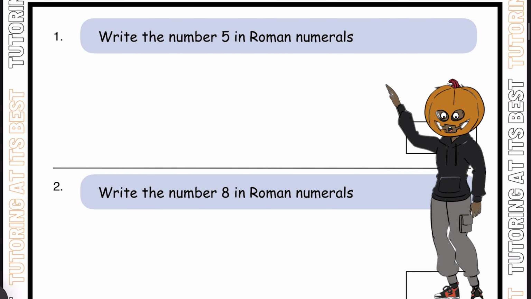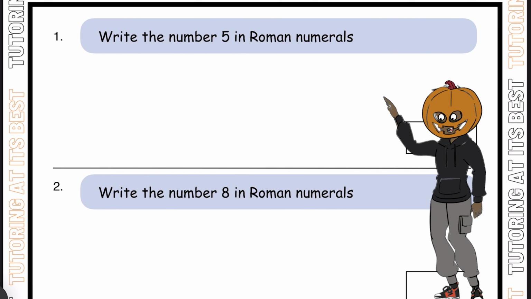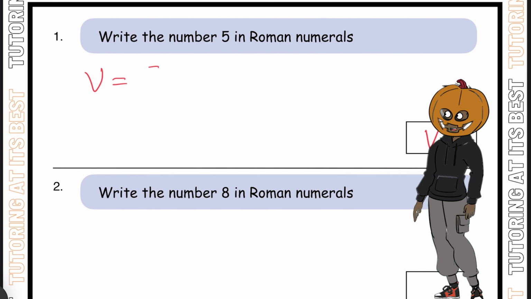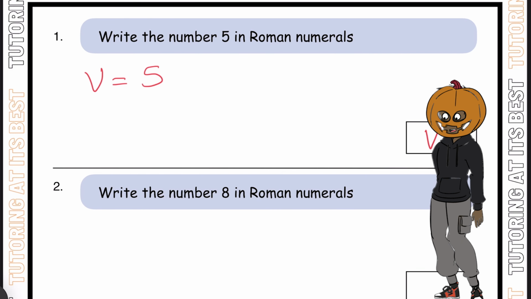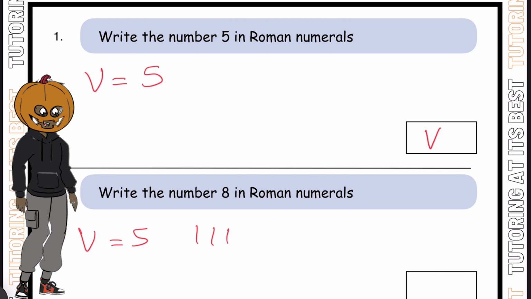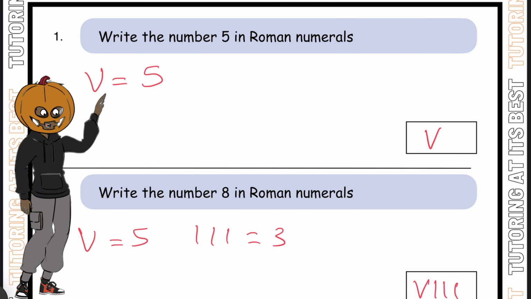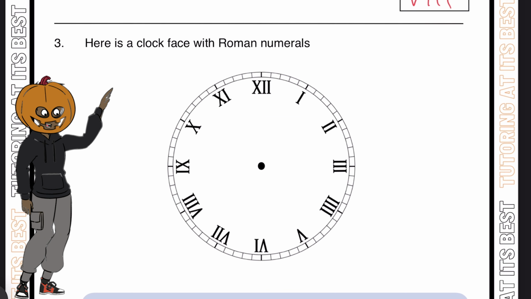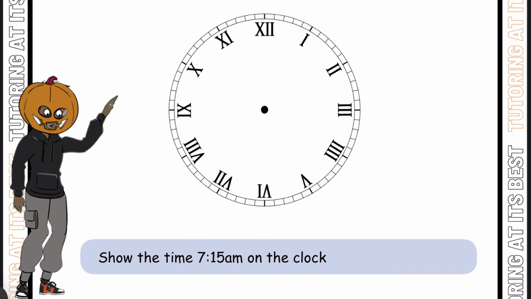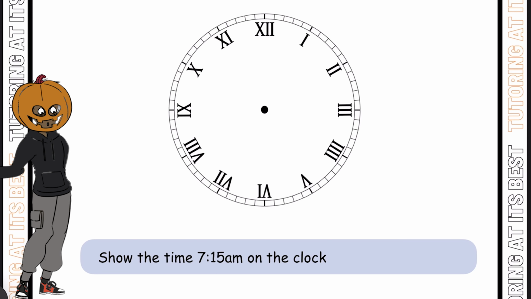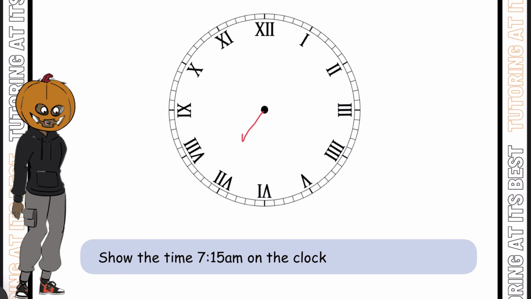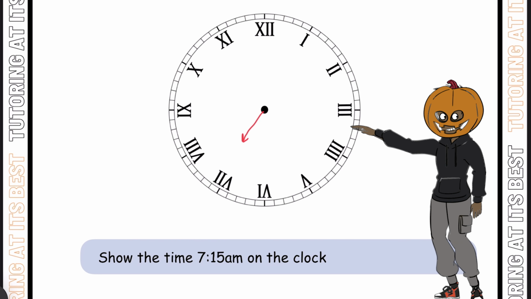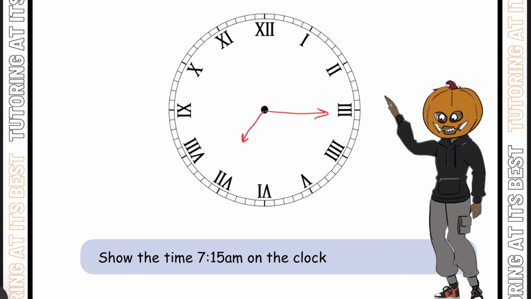Marvelous. So, the number 5 in Roman numerals. We know that's going to be V, as V equals 5. But then the number 8. If V is 5, we can just add III, which is 3. And there we are. Okay. Here is a clock face with Roman numerals. Show the time 7:15. So we know 7 is the small hand, and then we'll take 15 as the large hand. And there we are.